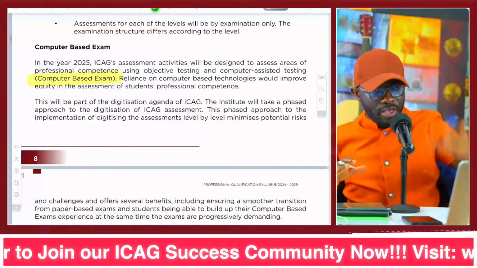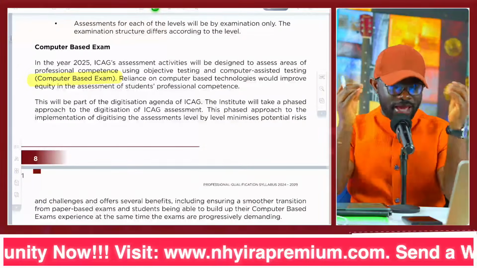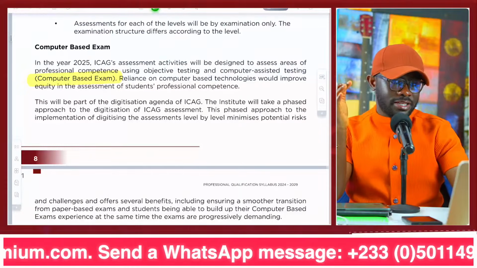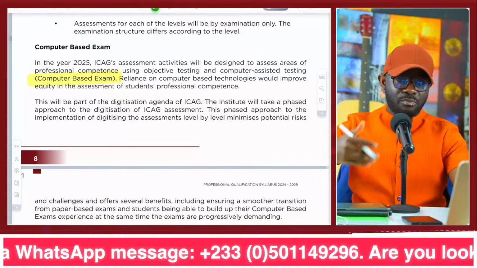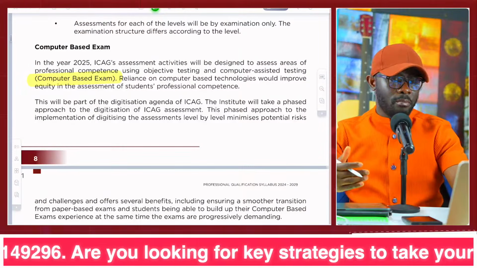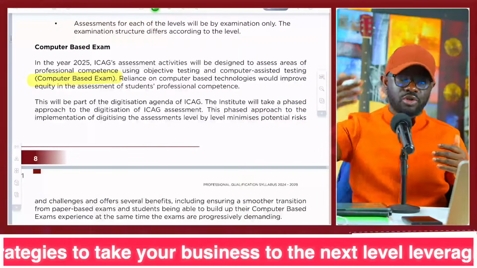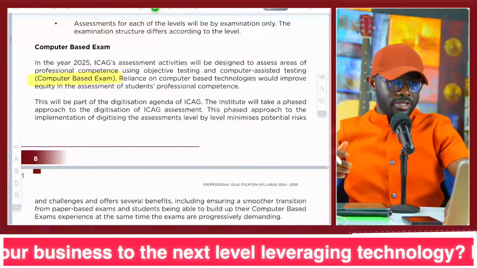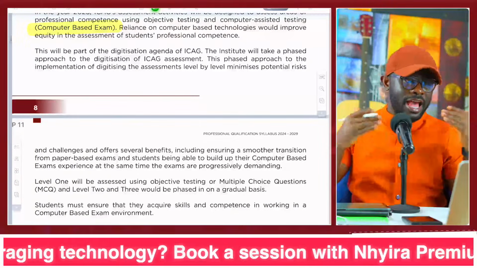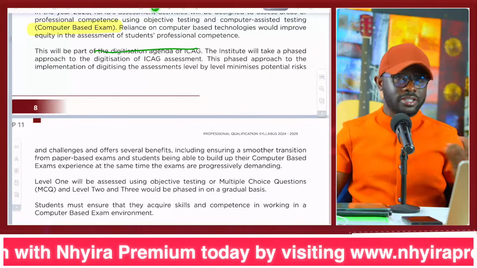So currently, if you are going for level 1, note that the exam is a computer-based examination. That's it. But as I said, from 2026, because it's a progressional decision that the ICAG is making, maybe from next year, we don't know, some of the level 2s may be onboarded, and then before you know it, level 3, everything is done online. So that's what we must understand. And this is because of the digitization agenda of the ICAG, right?